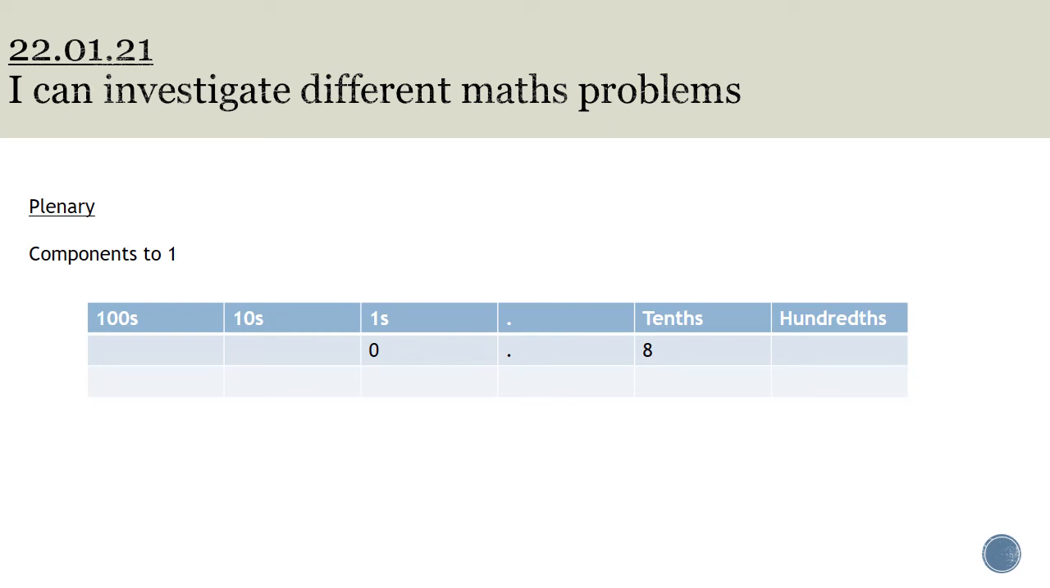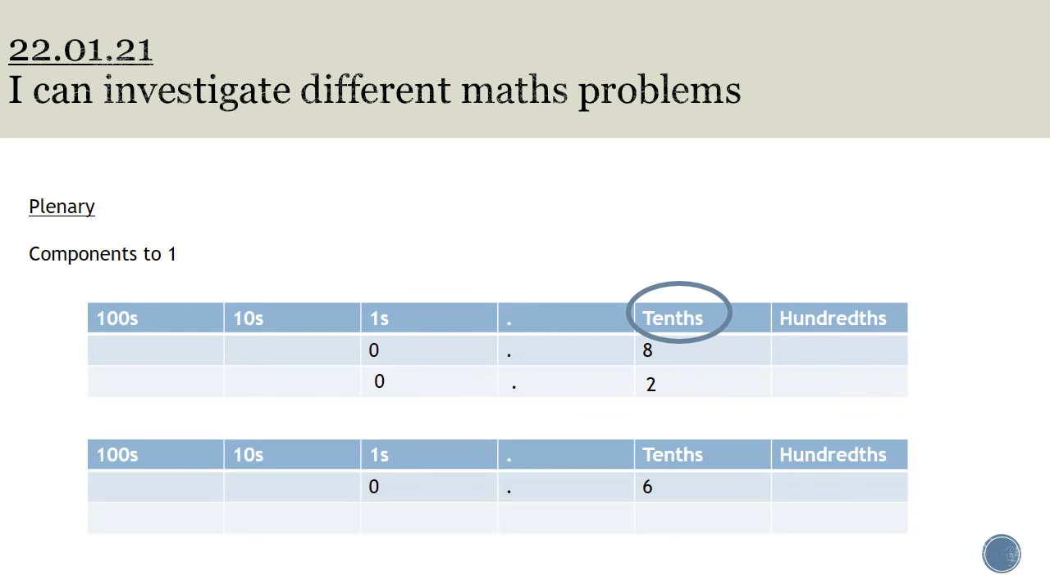Let's just remind ourselves, at the end of the lesson, what our components to ones might look like. This is because next week, in our warm-ups, we will be looking at this as a bit of a recap. As you can see, I've got 0.8 here in my place value grid. The 8 is shown in the tenths column. This means I have to use my knowledge of number bonds to 10 to help me to solve this. So what would I add to 8 in order to get to 10? That would be 2. But because that's also in the tenths column, I would need a decimal point, and I would have 0 ones. So 0.8 and 0.2 together make 1.